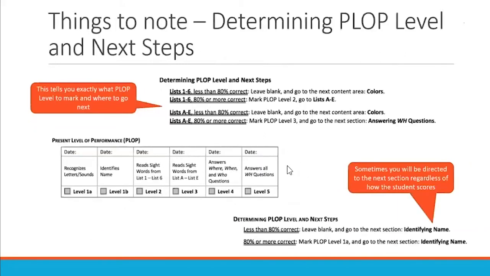So we were just talking about the present levels of performance. This is the chart you're going to fill out that's at the beginning of each assessment section. And this basically tells you exactly what to mark on the present levels of performance. This one's for identifying name and it's elementary. So it lists all the areas that are going to be assessed or could be assessed, and then what to do and where to go when you get your percent accuracy on the assessment.